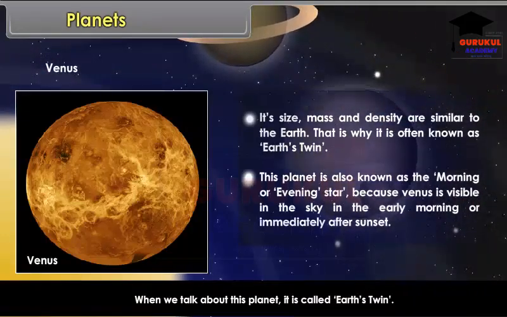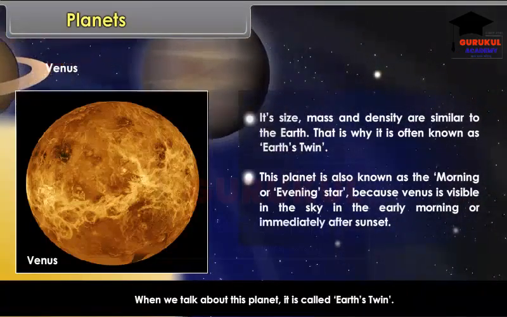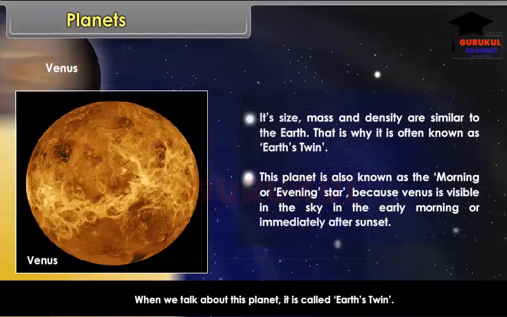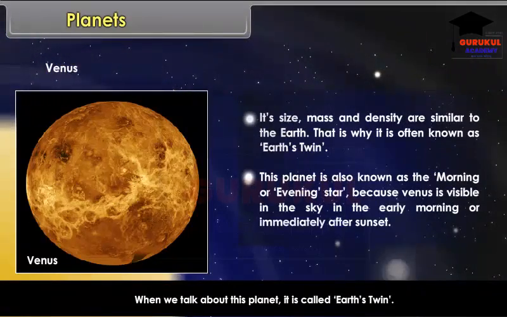This planet is also known as the morning or evening star because Venus is visible in the sky in the early morning or immediately after sunset.